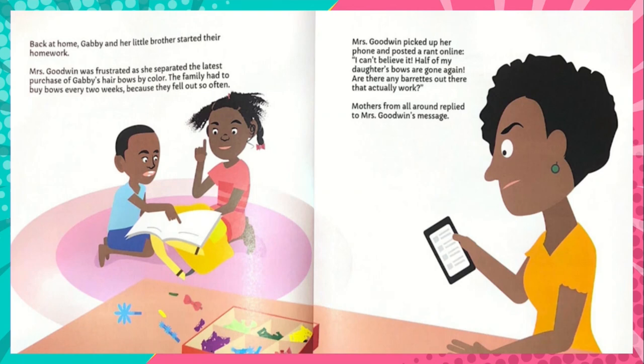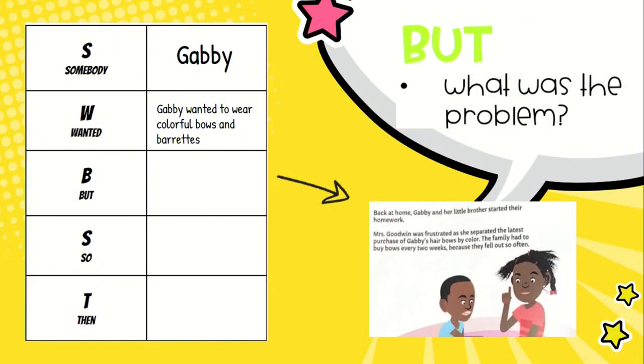Oh, I think we found the problem in the story. Let's go back and visit our graphic organizer to fill in that information. We've already identified that Gabby is the main character and she wanted to wear colorful bows and barrettes. But what was the problem? Look back at the text and see if you remember.